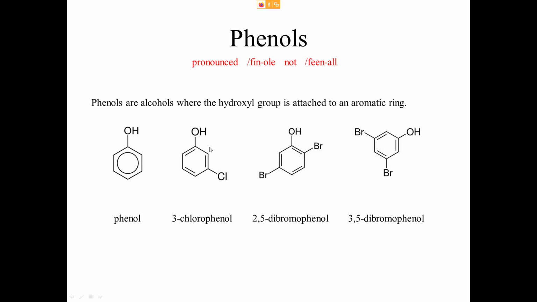You've got to have exactly two things to use those prefixes. So this has more than that, so I don't use those terms. It's always 2, 5 here. In this case, it's on 3 and 5. No matter which way I go, they're on 3 and 5. So it'd be 3,5-dibromophenol.